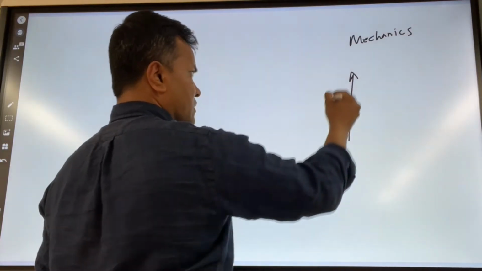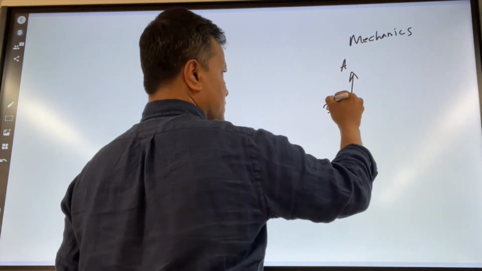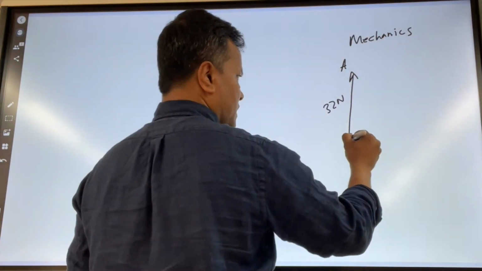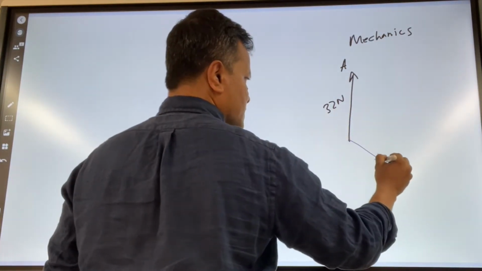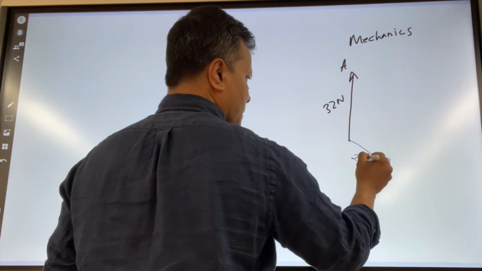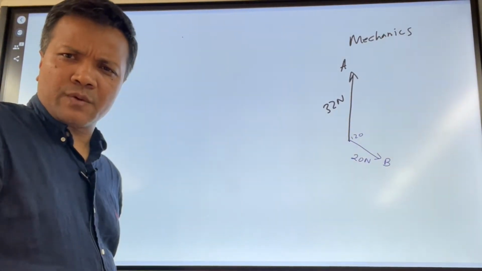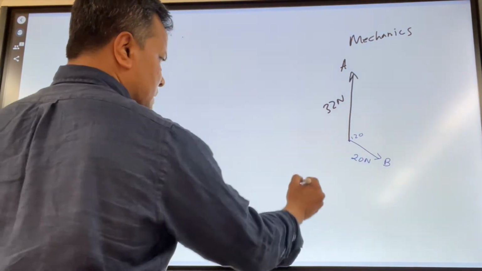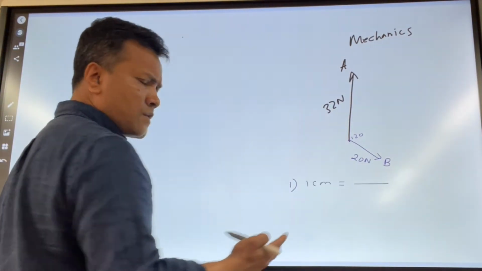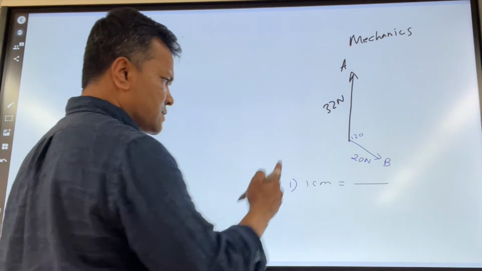Two vectors are given: vector A, which is 32 Newton, and vector B, which is 20 Newton, at a 120 degree angle. All right, so what do we want to find? Number 1 is the linear scale. What do we try to find? The linear scale for this problem.